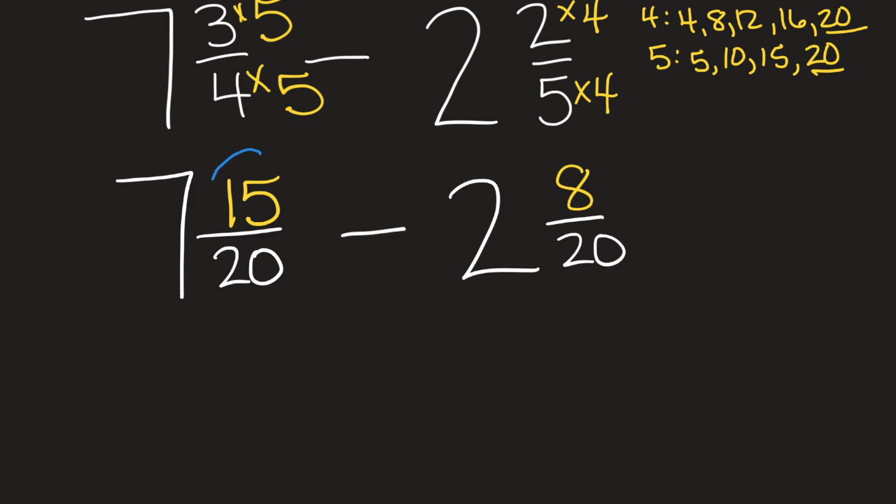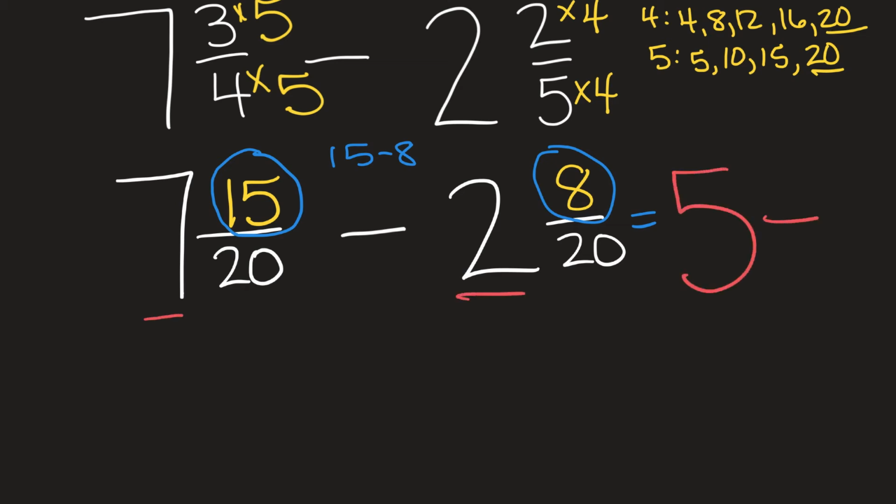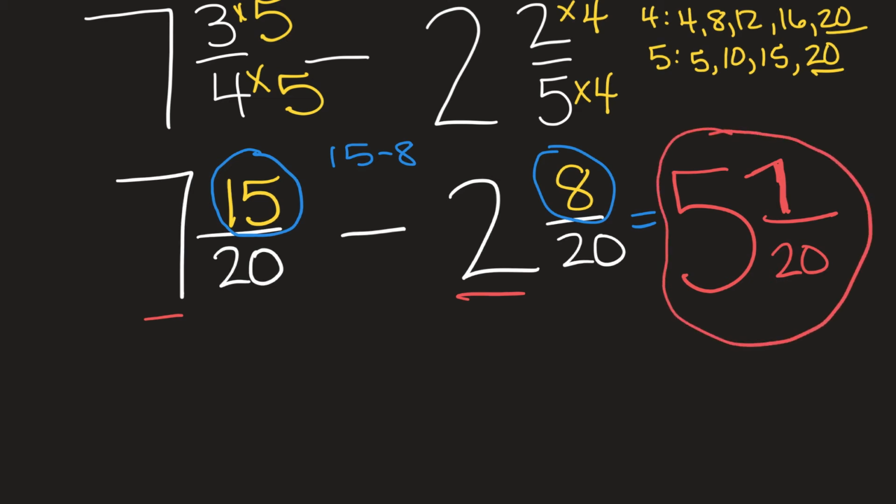Now I look at my numerators. Can I subtract 8 from 15? The answer is yes, I have enough to do that. So now I can subtract. 7 minus 2 is 5. The denominator stays the same. And 15 minus 8 is 7. So the answer is 5 and 7/20.